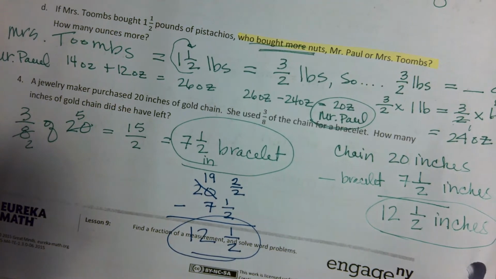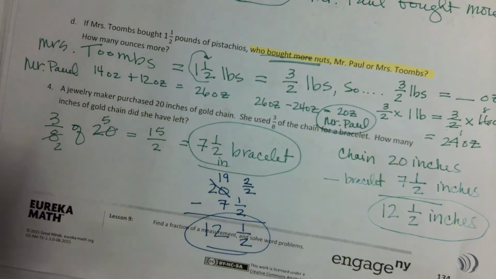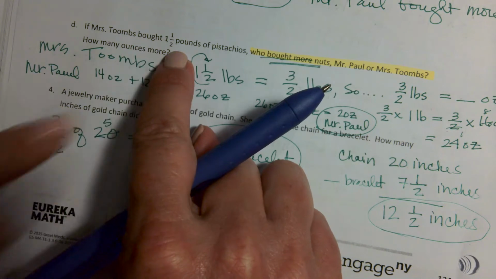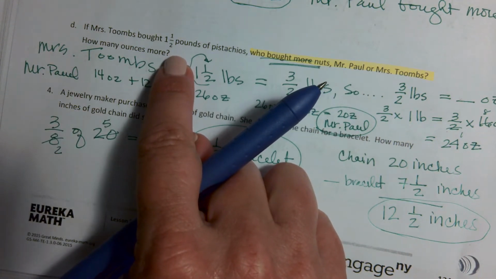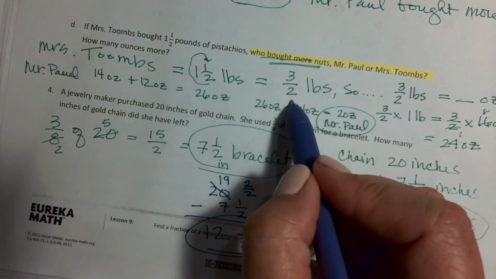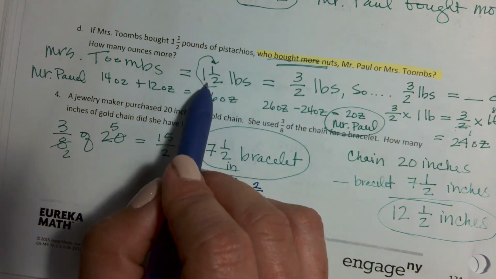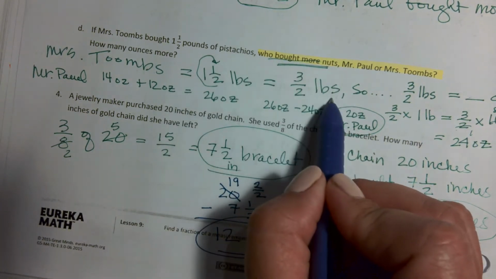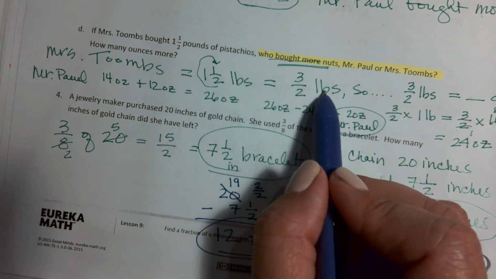Then we have to compare with Mrs. Toombs. So this is where application of what you know about multiplying numbers comes in. Remember, you can't multiply a fraction by a mixed number. You have to make sure you change it to an improper fraction. So Mrs. Toombs, 1.5 pounds becomes 2 times 1 is 2 plus 1 is 3, 3 halves of a pound, which means it's 1.5, right?